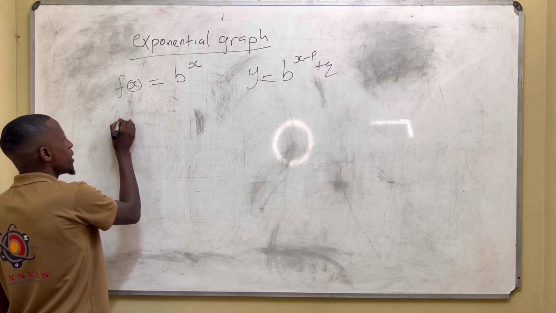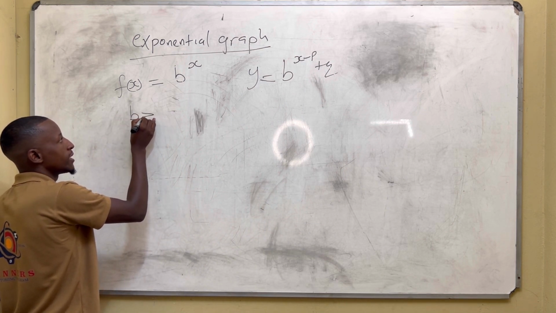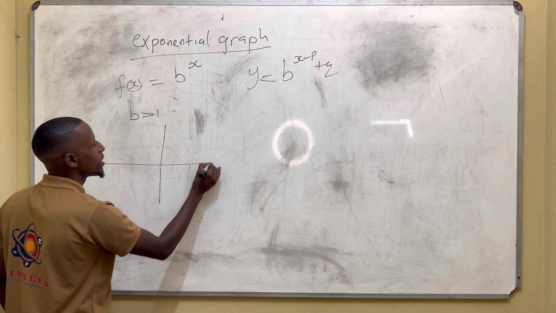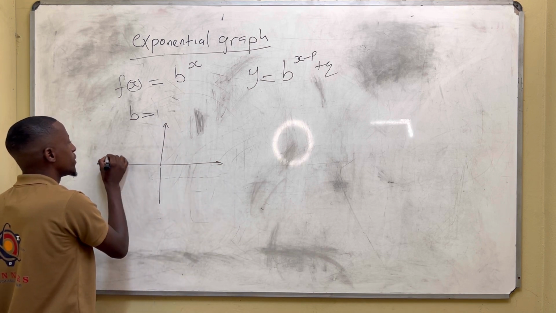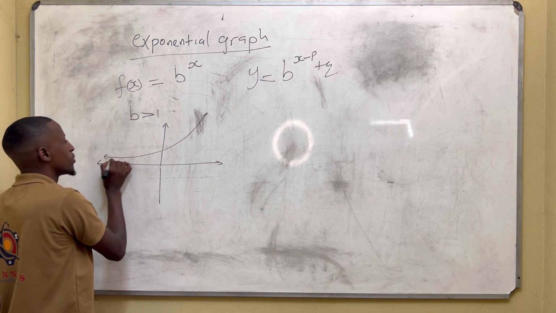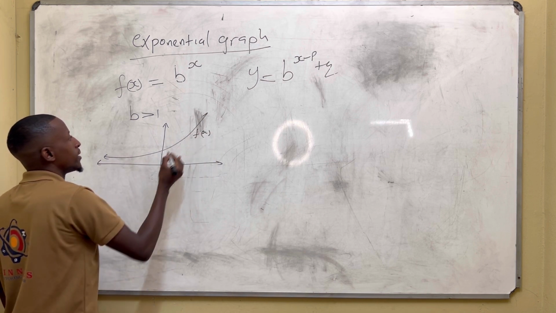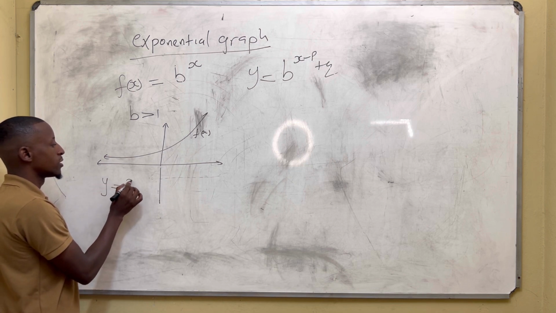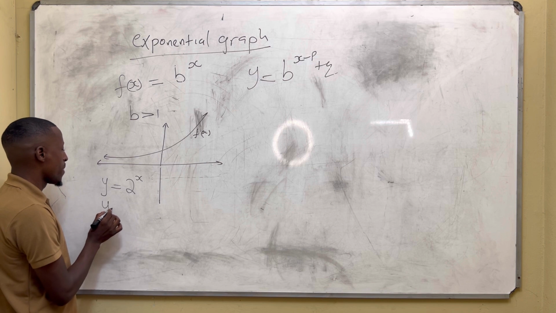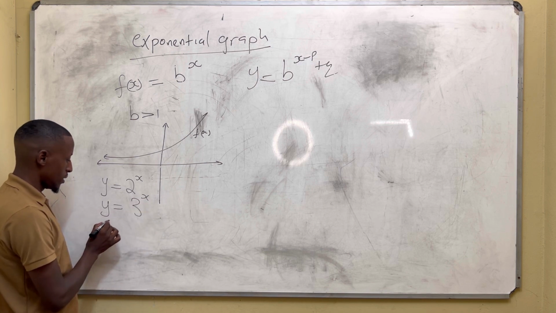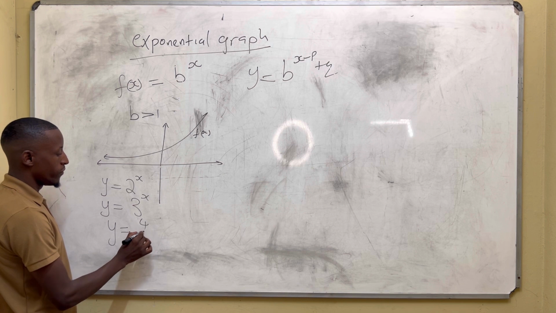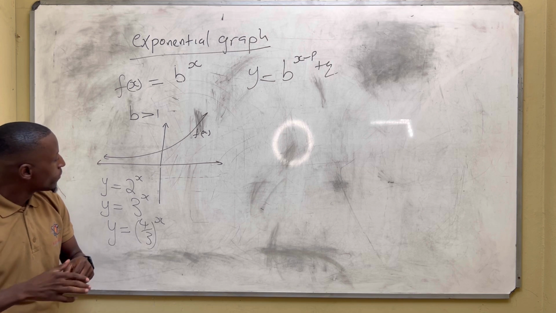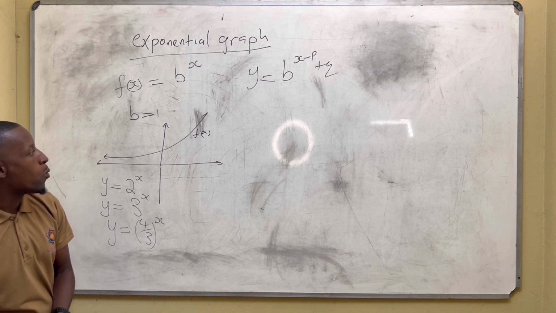So here, if your value of b is greater than 1, it means our graph is going to be an increasing function. This is how we're going to have the shape of the graph. This is our exponential graph, which is our f. Let us have examples of b being greater than 1: 2^x, 3^x, and let me have it as a fraction, (4/3)^x. This is when our value of b is greater than 1.